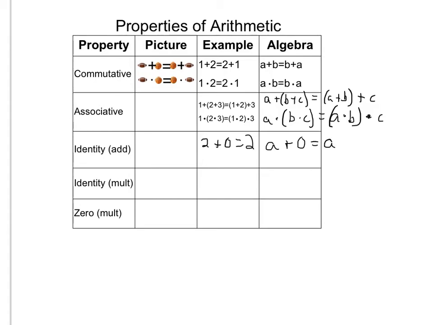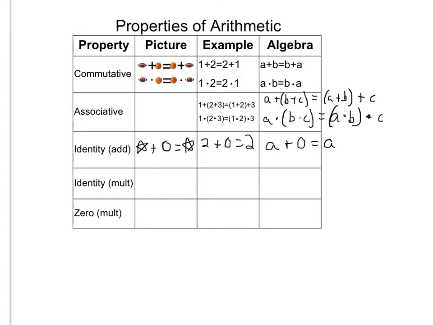Okay, so if I was drawing a picture for that, I might put like a star plus 0 equals a star. Okay, you can put whatever you want in there for a drawing, but I do want drawings to represent this in some way. Okay, identity of multiplication.